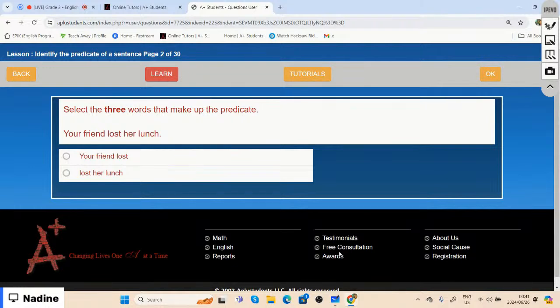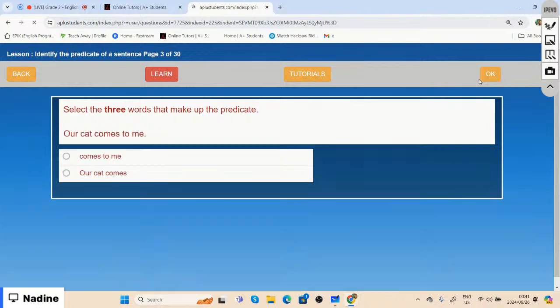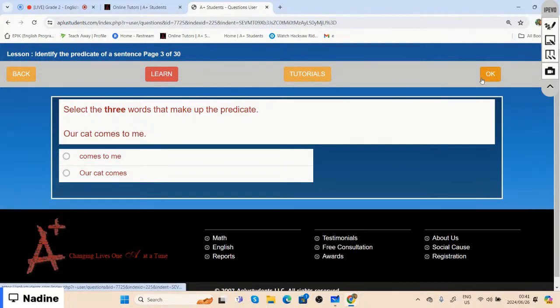You were correct, Ioma. Option two is correct. Right? Because remember, our verb first. Lost is our verb, plus any other words after. So lost tells us about the subject. So lost her lunch is correct. Yes, option two is correct.